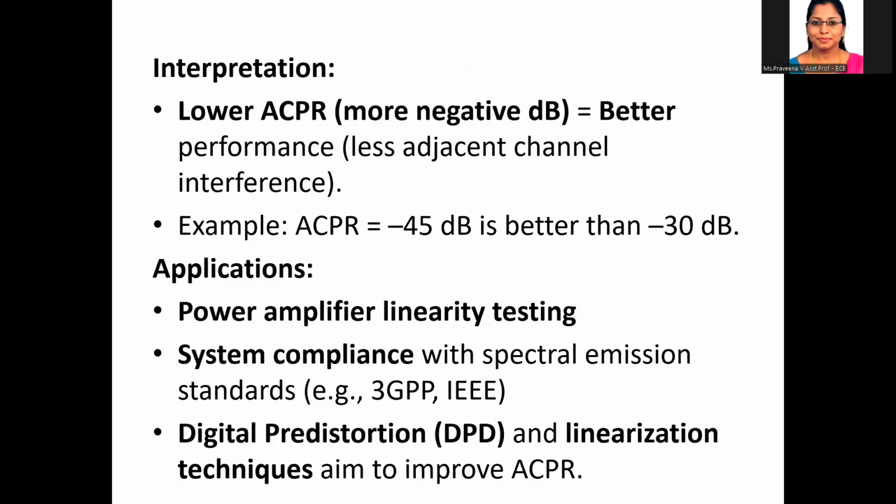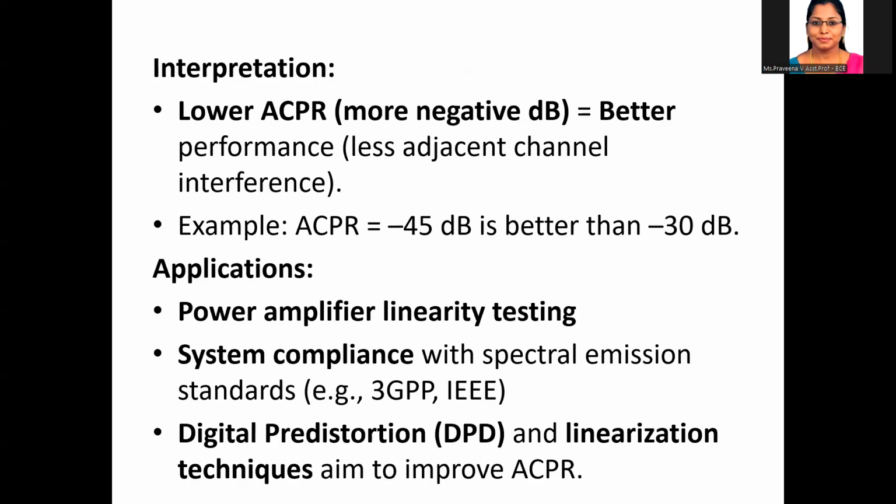Lower ACPR, that is more negative dB, indicates better transmitter performance. If it is negative, it indicates better transmitter performance. Then the applications are power amplifier linearity testing, which is used to evaluate the linearity of RF power amplifiers, and compliance testing, which is used to verify compliance with spectral emission standards.